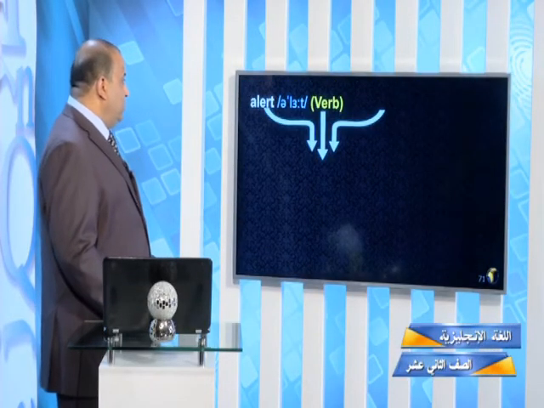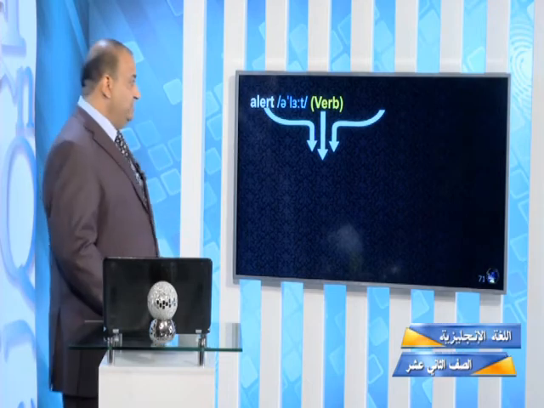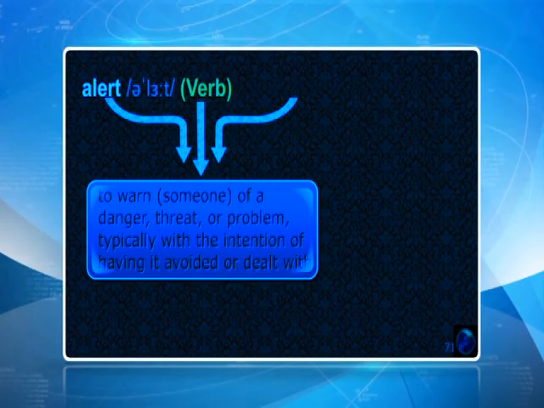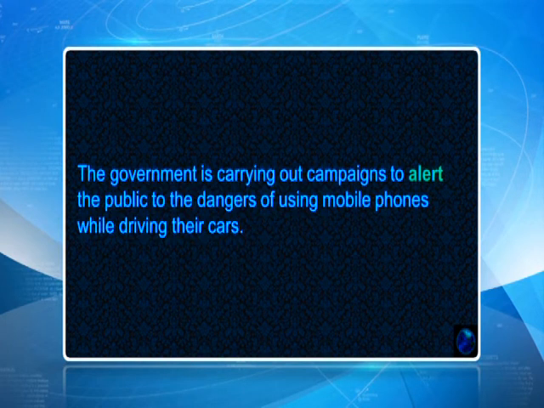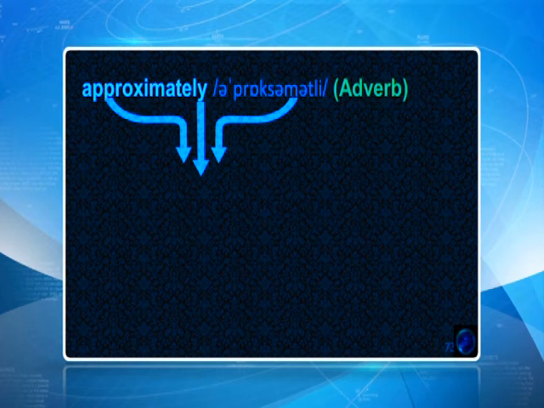The following word is alert. Alert is a verb, which means to warn someone of a danger, threat, or a problem, typically with the intention of having it avoided or dealt with. For example, the government is carrying out campaigns to alert the public to the dangers of using mobile phones while driving their cars. The following word is an adverb, approximately.